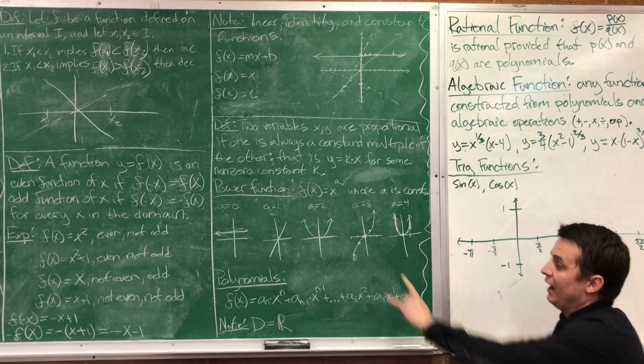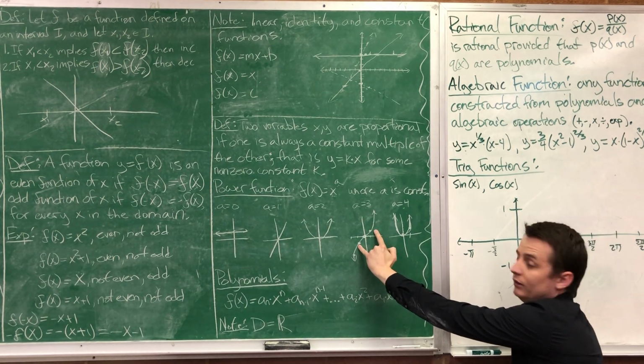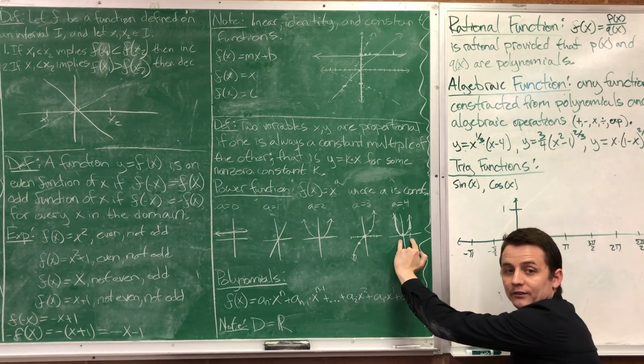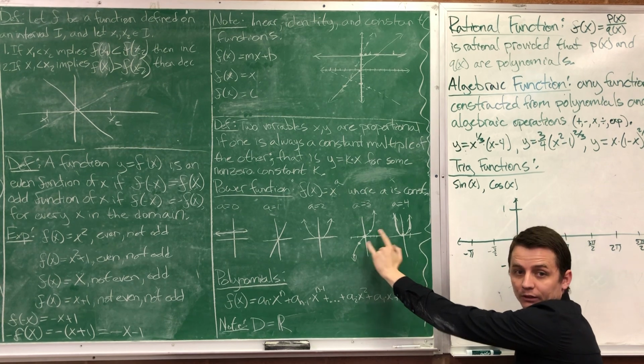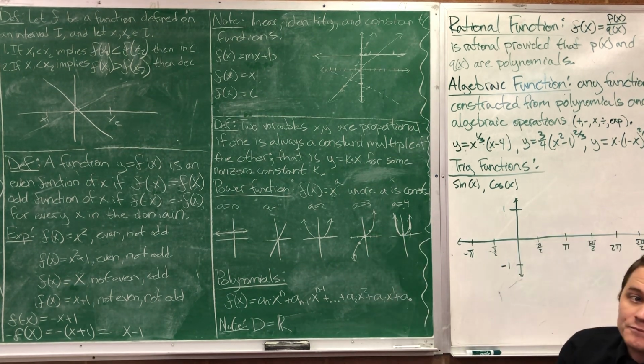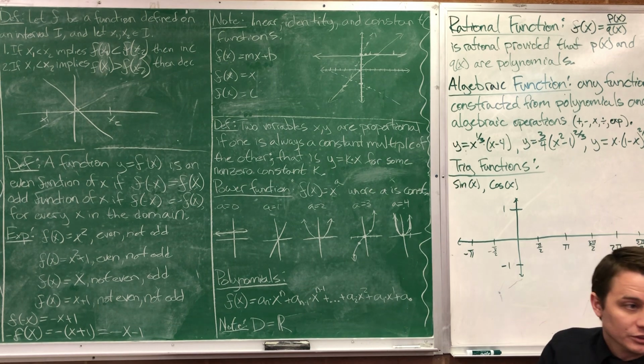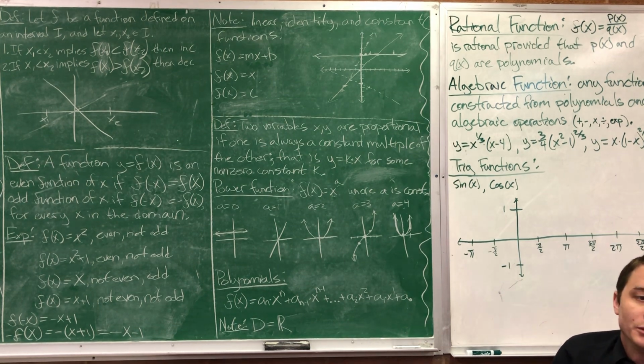If we did x to the 5, it's going to look roughly like this shape, but steeper. And x to the 6 is going to look like this, but even steeper. X to the 7 like this, but even steeper. X to the 8, etc. And all the ones where we have even exponents are going to be even, and all the ones where we have odd exponents are going to be odd. Good?